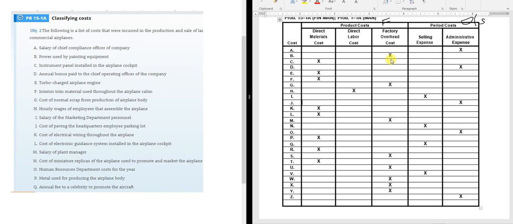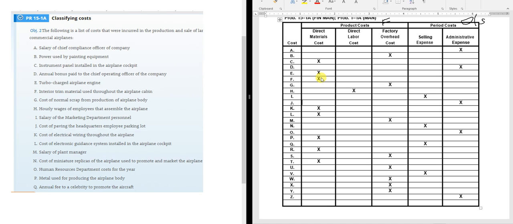C, instrument panel installed in the airplane cockpit. You can touch it, it's part of the product, so it's product direct materials. D, annual bonus paid to chief operating officer of the company. The chief operating officer is administrative, so that's period administrative. E, turbocharged engines, direct materials. You can touch it. F, interior trim, you can touch it in the product, so it's direct materials.